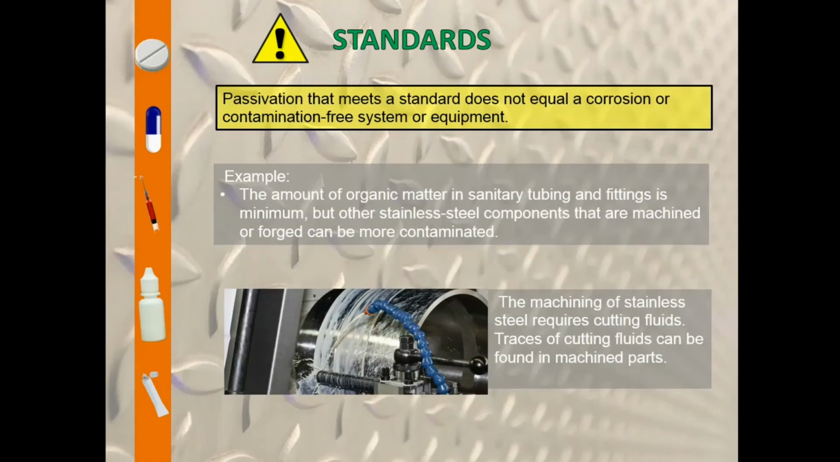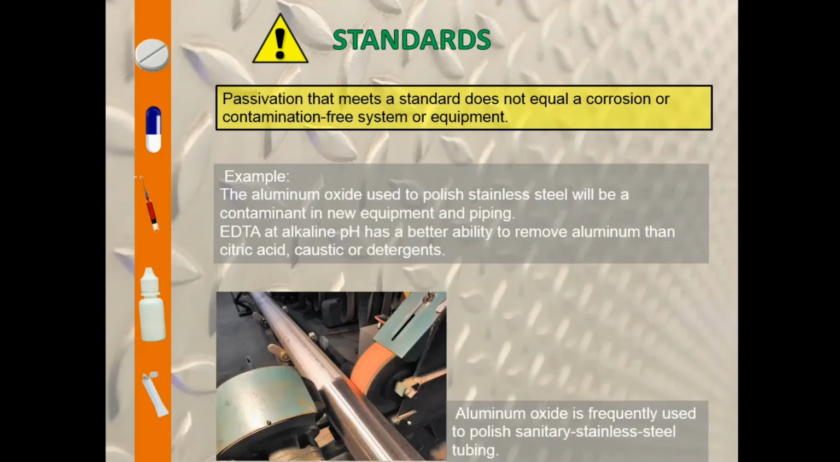The amount of organic matter in sanitary tubing and fittings is minimum, but other stainless steel components that are machined or forged can be more contaminated. The machining of stainless steel requires coating fluids. Traces of coating fluids can be found in machined parts. Aluminum oxide is frequently used to polish sanitary stainless steel tubing. The aluminum oxide used to polish stainless steel will be a contaminant in new equipment and piping.